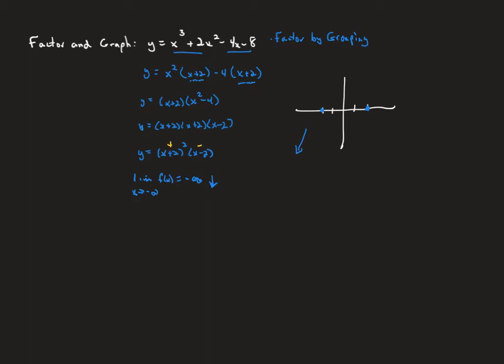As we approach the negative 2, that came from the (x plus 2) squared, so an even power is going to make it bounce. And when we come to the x minus 2, that's to the first power, so it'll just cross. So there we have factored and graphed.